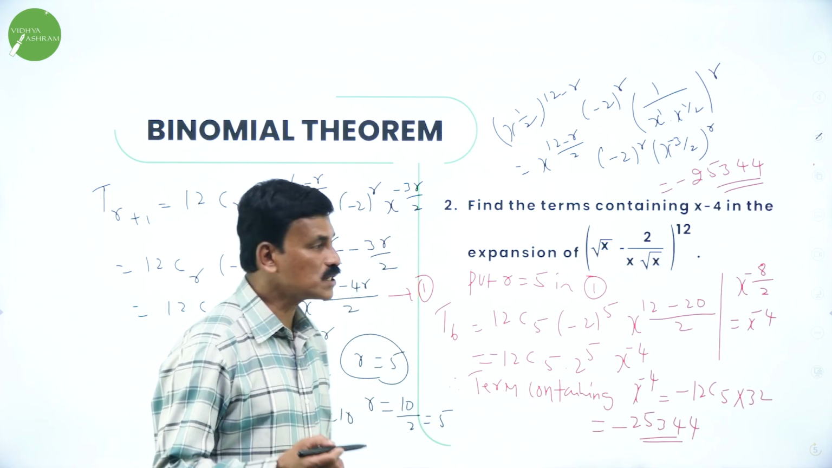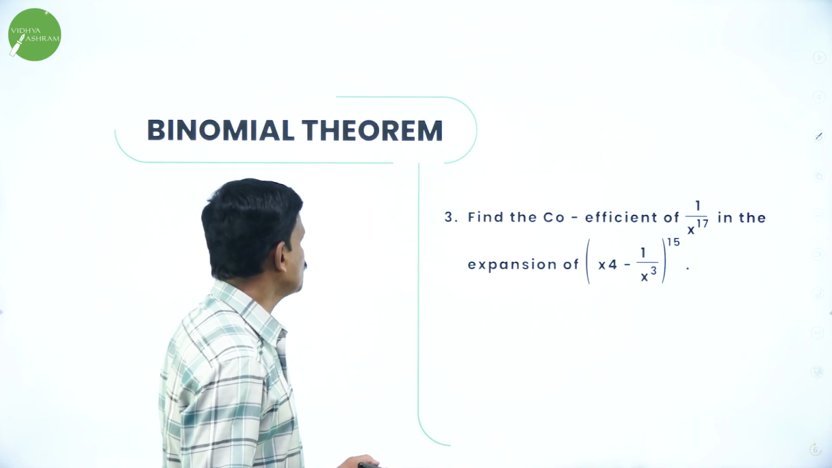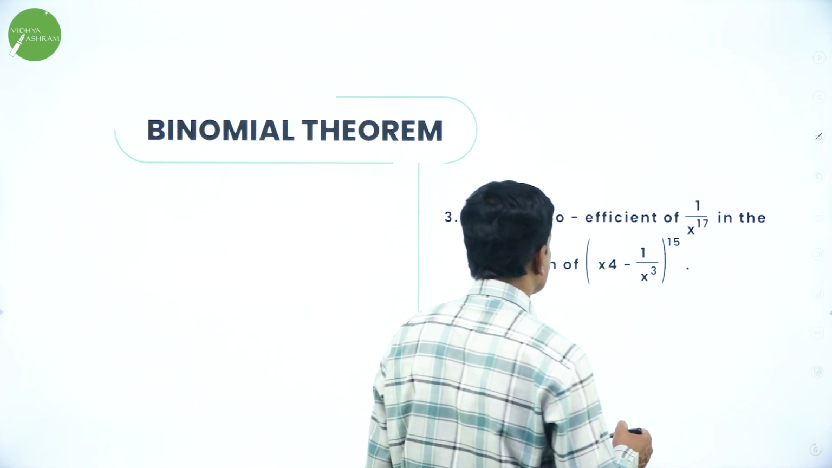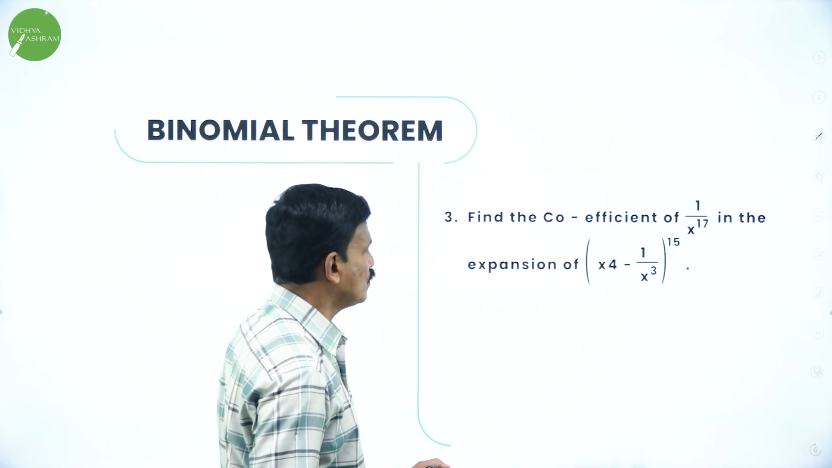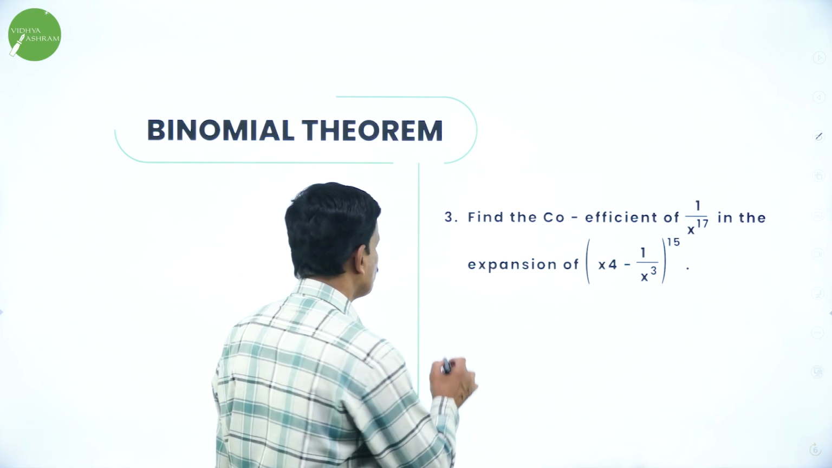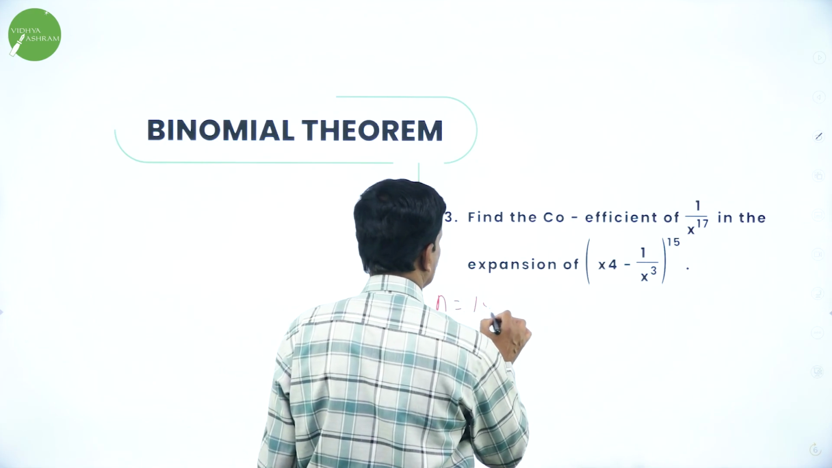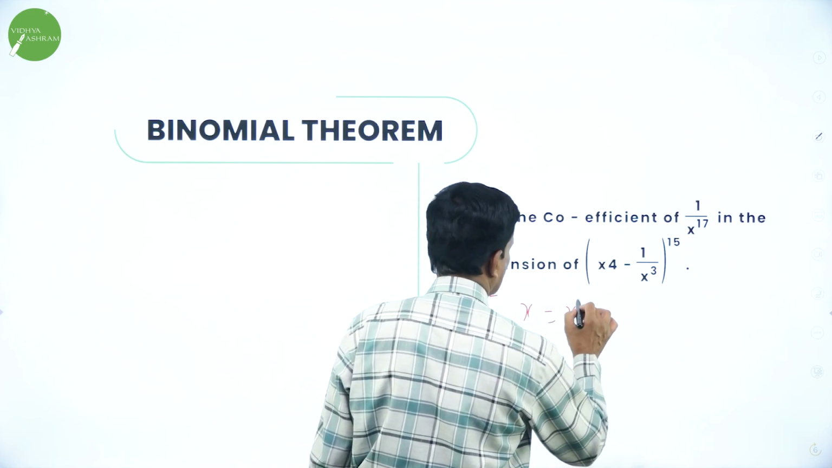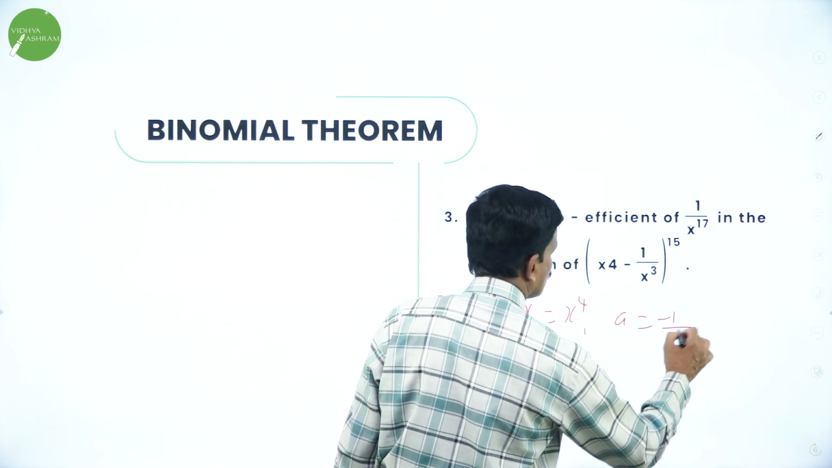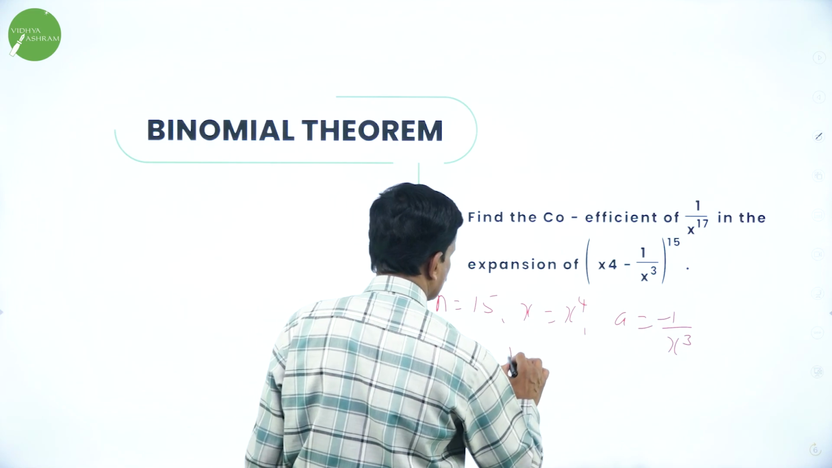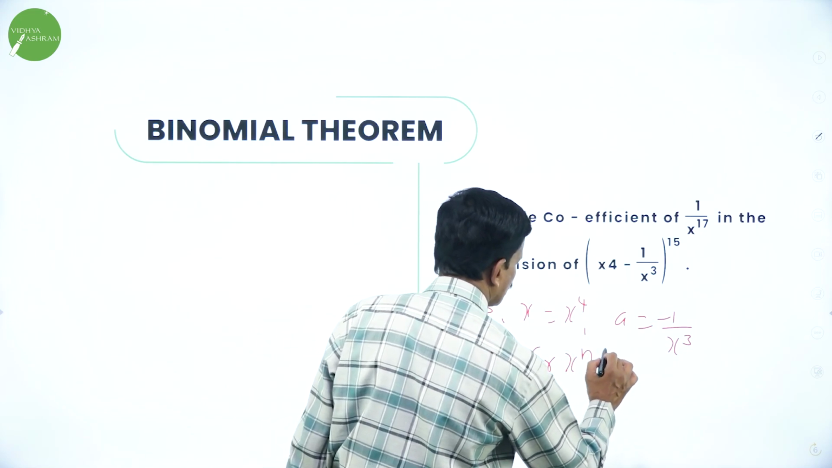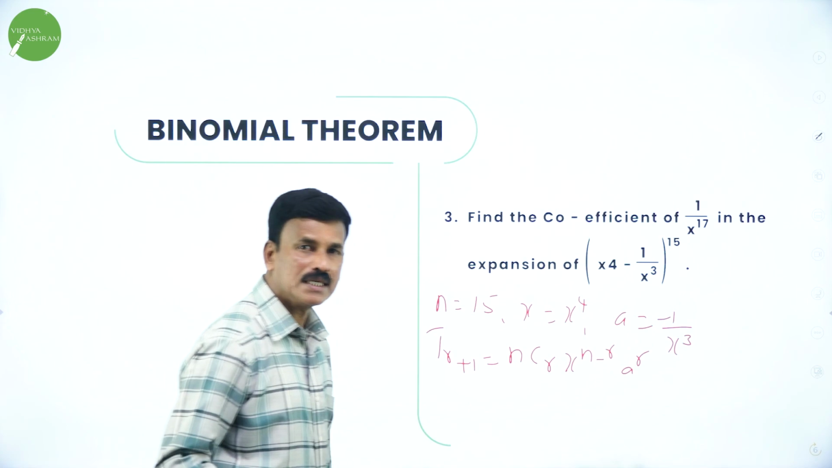Now let's move on to the next problem. Same type. Find the coefficient of 1 over x to the power of 17 in the expansion of x to the power of 4 minus 1 over x cube whole raised to 15. Same. What is n? n is equal to 15. x is equal to x to the power of 4. a is equal to minus 1 by x cube. Find the general term. Tr plus 1 is equal to nCr x to the power of n minus r into a to the power of r.